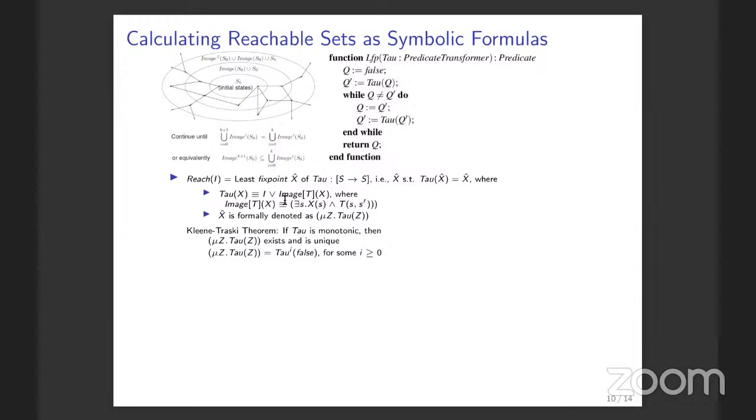fixed points? There can be multiple fixed points, and I told you that the set of the entire universe, true, which is represented by the predicate true, is also a fixed point. There are also other fixed points. Can you think of any other fixed point for this function tau as defined here?